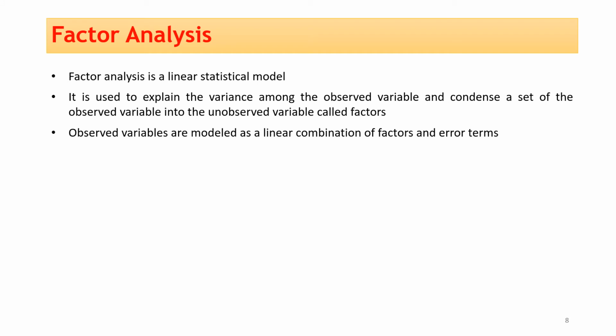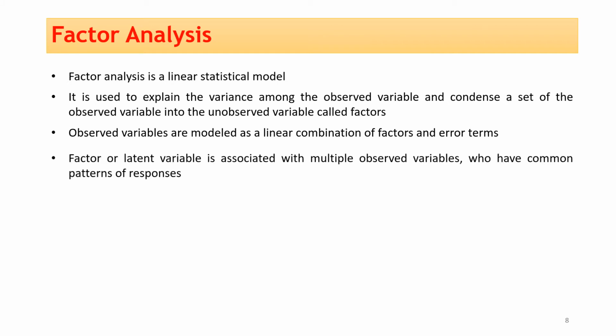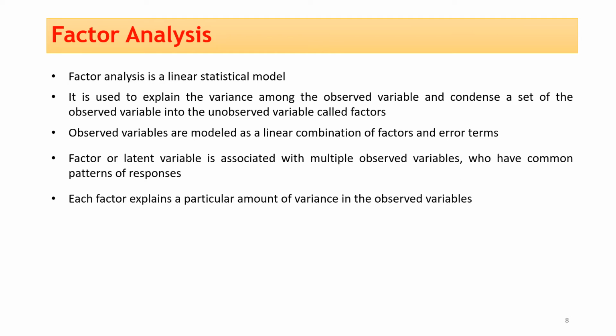And the observed variables are modeled as a linear combination of factors and the error terms. The factor, or the latent variable, is associated with multiple observed variables that have common patterns or responses. Each factor explains a particular amount of variance in the observed variables, and it helps in data interpretation by reducing the number of variables. Now let's see one example of factor analysis.